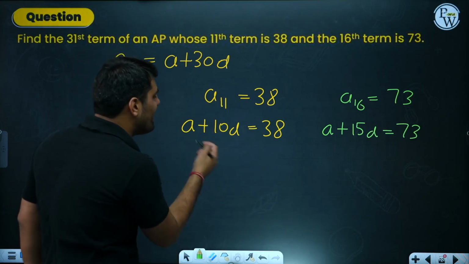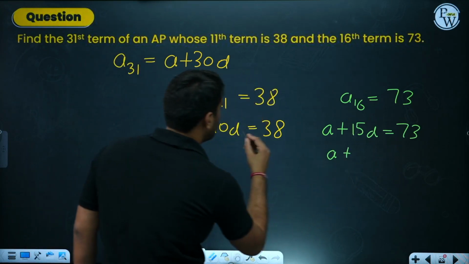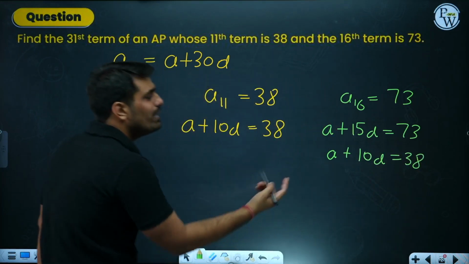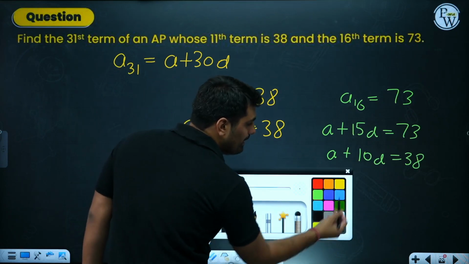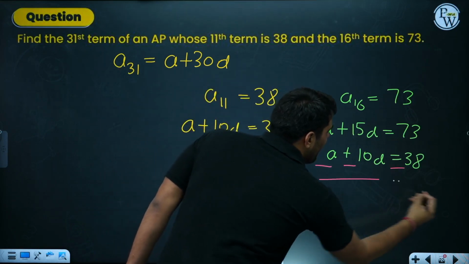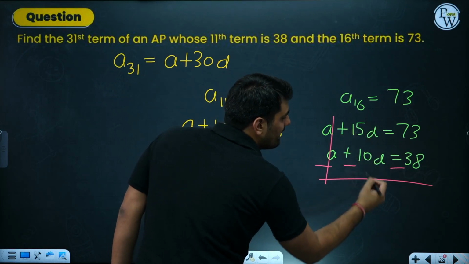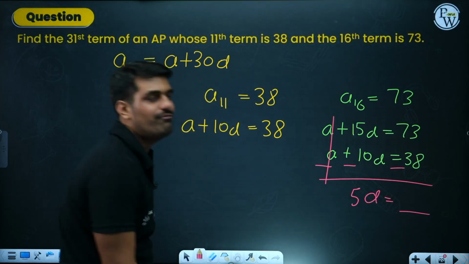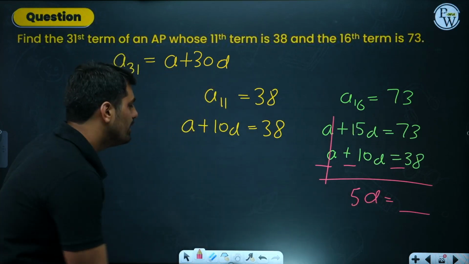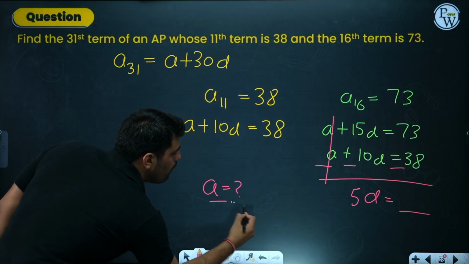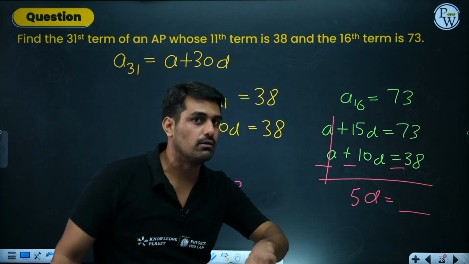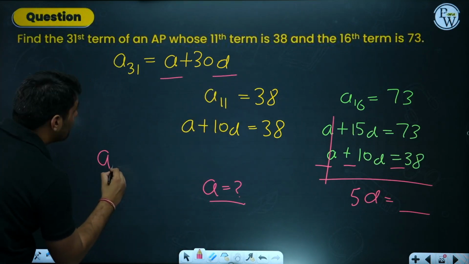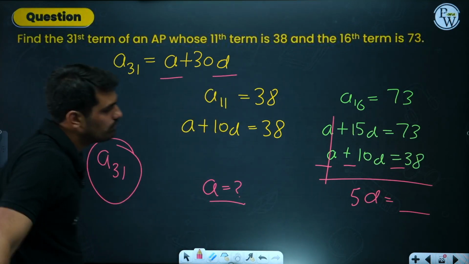So if I simply write this equation over here, A plus 10D equals 38, I can do the calculation by simply the elimination method. I can cancel out A over here. 15 minus 10 will be 5D, and that will give the value of D, which you can find out. Once you have found the value of D, you can always find out the value of A. Once you have found the values of A and D both, you can put the values in and find out the 31st term which has been asked.